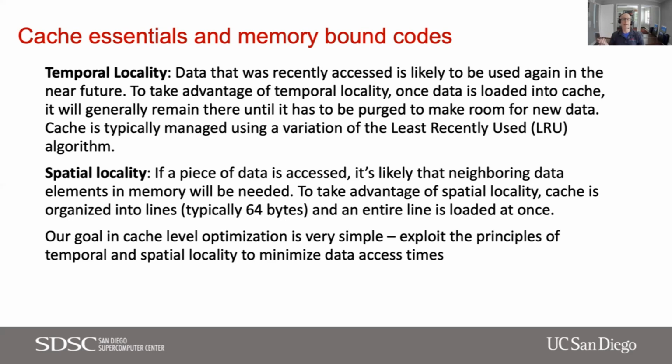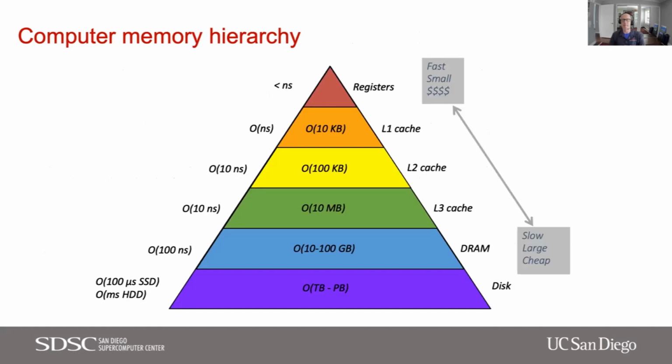So in order to take advantage of temporal locality, once we load data into cache, it's going to remain there until it has to be pushed out to make room for new data. So if we go back to our hierarchy, let's say that we are processing 10 gigabytes of data that fits in the main memory. 10 gigabytes is obviously much, much larger than the L1, L2, or L3 caches. We need to move it into cache before it can be used by the CPU.